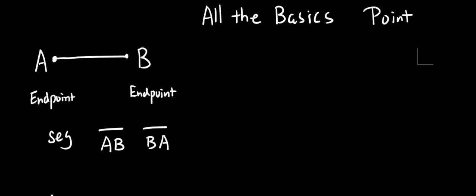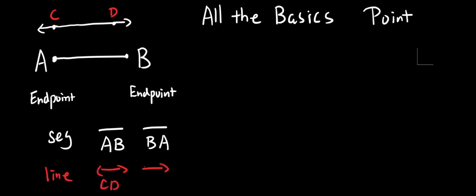What if I say I want to pass these 2 points and keep going? If I pass these 2 points, keep going. Let's give it a new name. We call it CD, and we got a line CD. We can also call line DC.